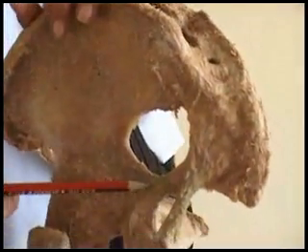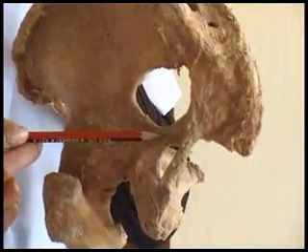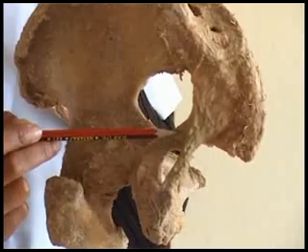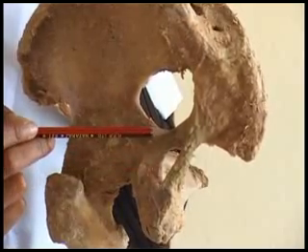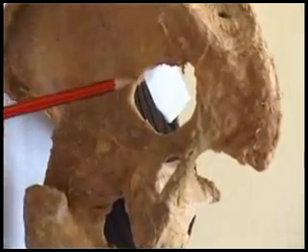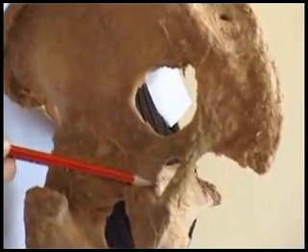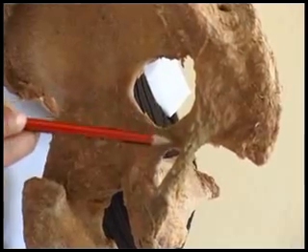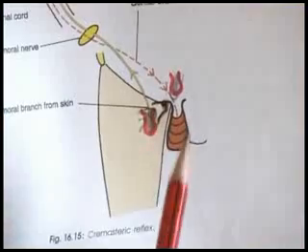Extending from the ischial spine is a horizontally placed ligament, the sacrospinous ligament. The sacrotuberous and sacrospinous ligaments convert the greater sciatic notch and lesser sciatic notch into a bigger greater sciatic foramen and a smaller lesser sciatic foramen.